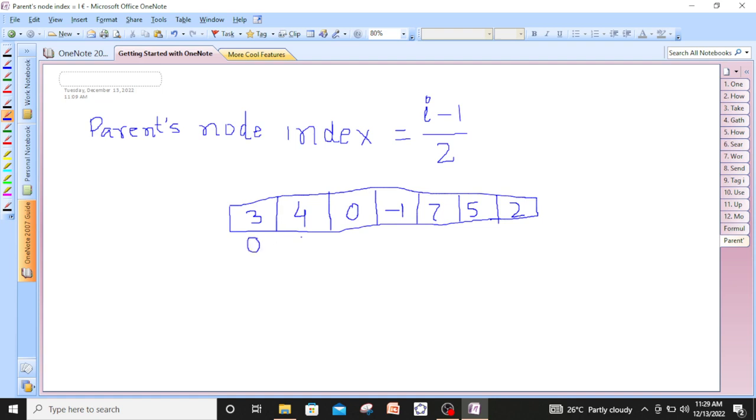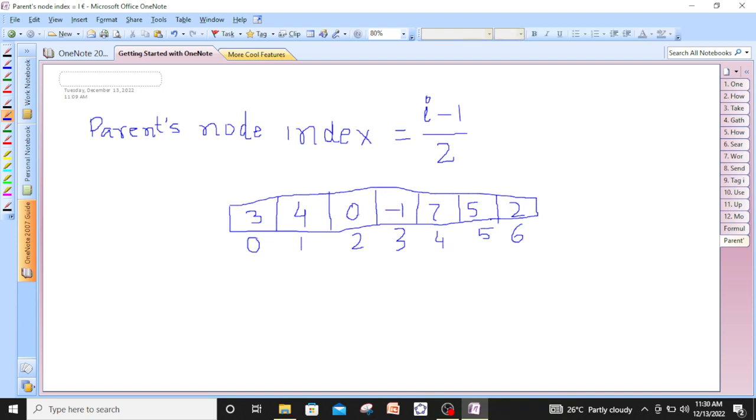Index starts from 0, 1. Here will be 2. Here will be 3, 4. Here 5, and here 6. So the last index is always size minus 1. Here you see the size is 7: 1, 2, 3, 4, 5, 6, 7. So in competitive examinations, it may be asked what is the parent of this 0.